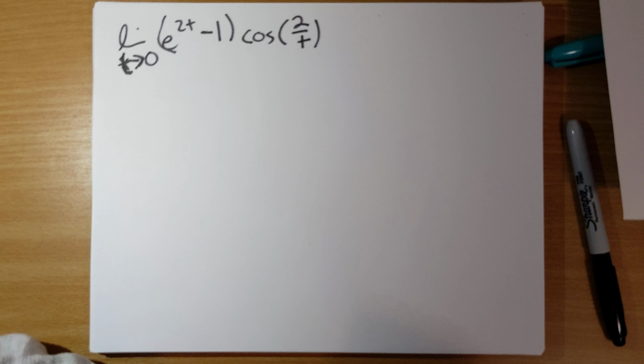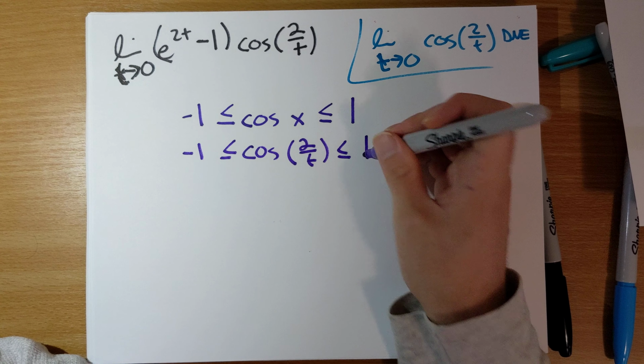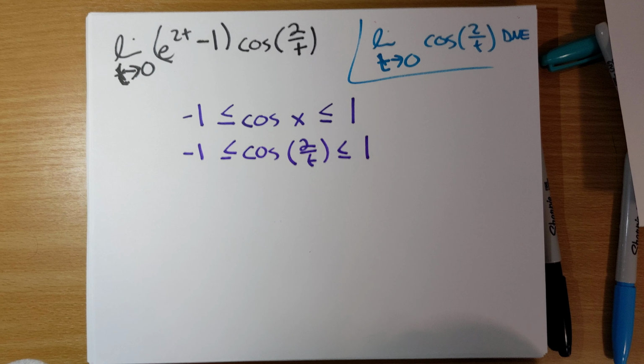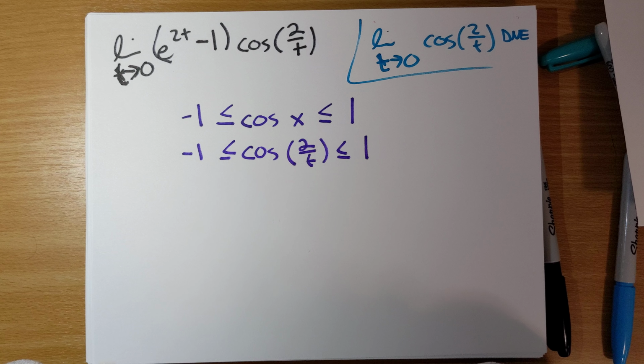So the first thing that we need to do is remember the following fact, that cosine of x is always trapped between -1 and +1. And this holds for all real values of x. And in fact, we can replace x with 2 over t. So cosine of 2 over t is always somewhere in between -1 and +1.